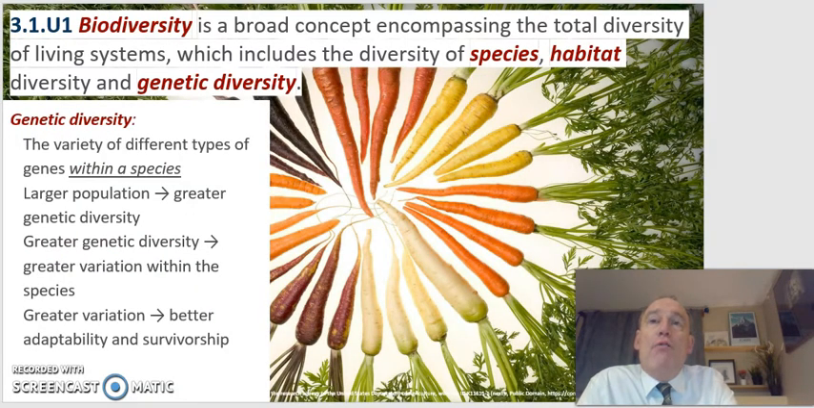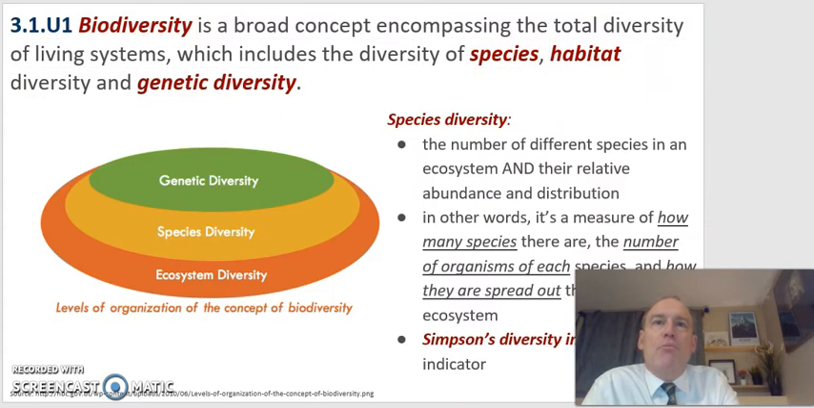In terms of biodiversity, we have genetic diversity, and that's the different types of genes within a species. The larger the population, the greater the genetic diversity. The greater the genetic diversity, thus the greater variation within the species, and as we learned last week, the greater the variation, the better the chance for adaptability and survivorship.